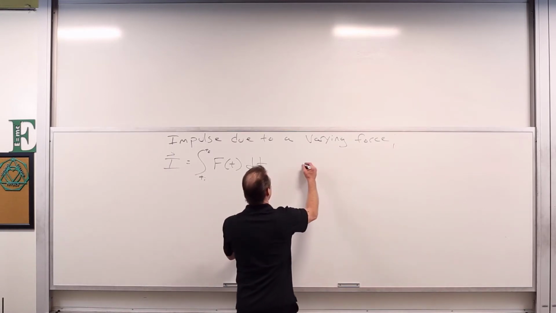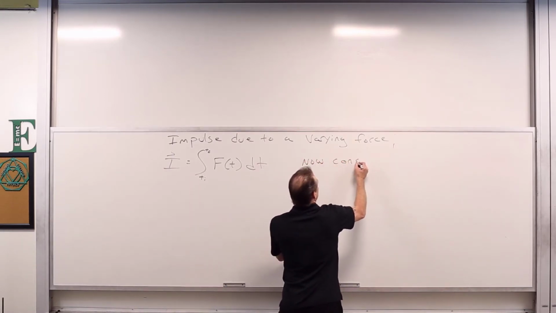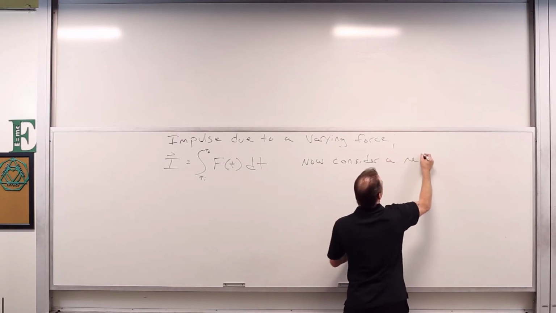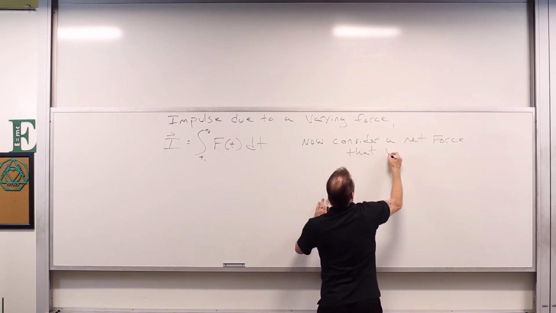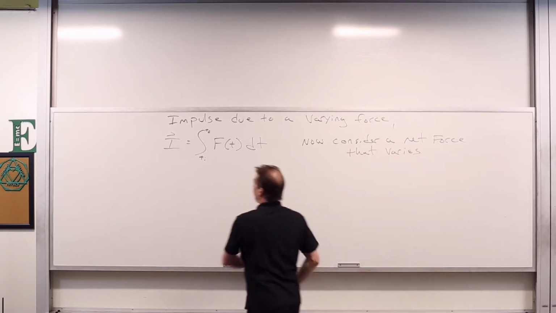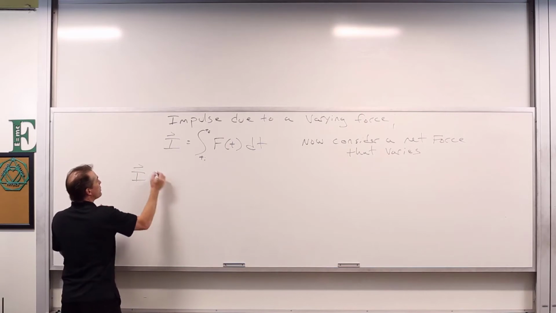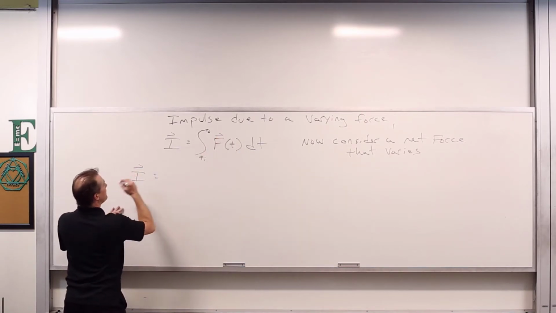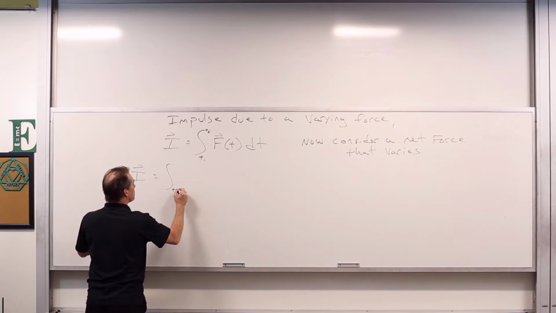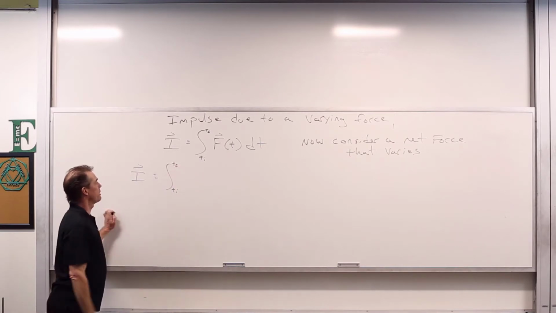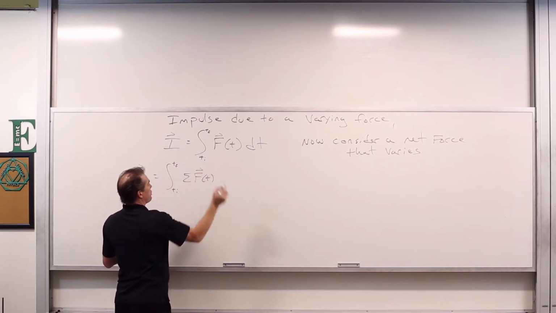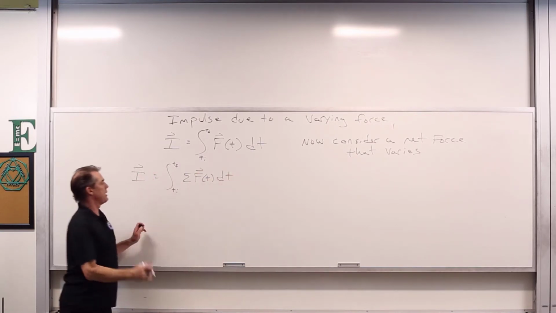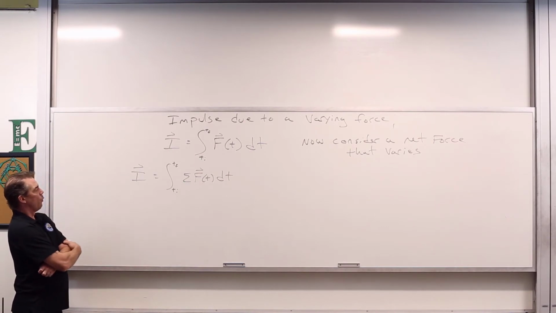Consider a net force that is varying. Well, we will have that the impulse J hat is equal to the integral from t initial to t final. Now we have a net force as a function of time times dt. Well, what can we do with this?